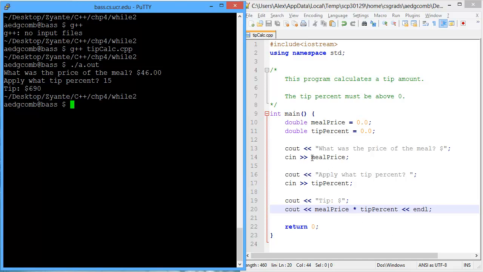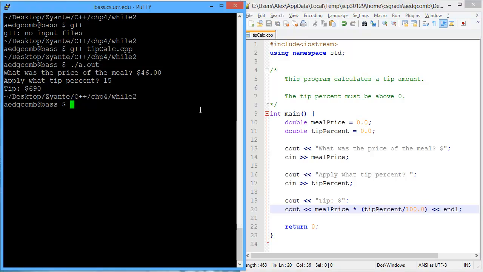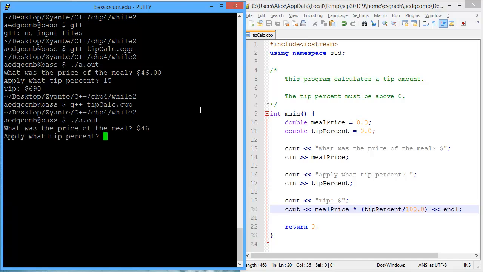Well, our meal price is 46, our tip percent is 15, and we're multiplying 46 by 15, and that will be 690. But what we actually intended to do for the tip percent is to make this a percentage. So we'll divide by 100, and we'll turn that into 15%. Alright, let's recompile, execute. Let's say 46, and at 15%, tip about 6.90. That's about right.